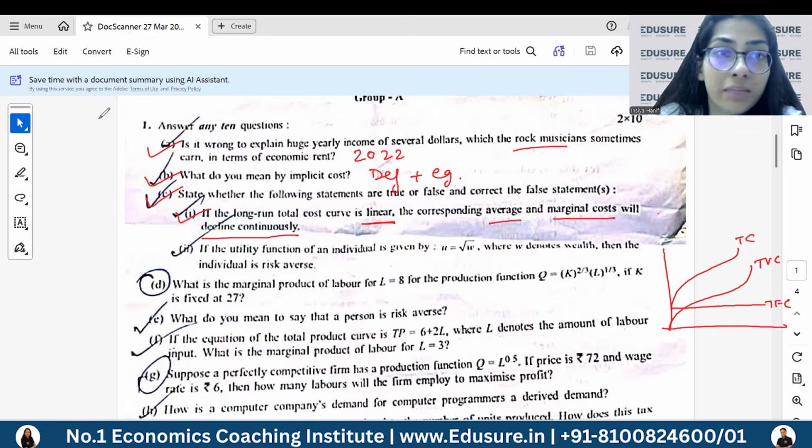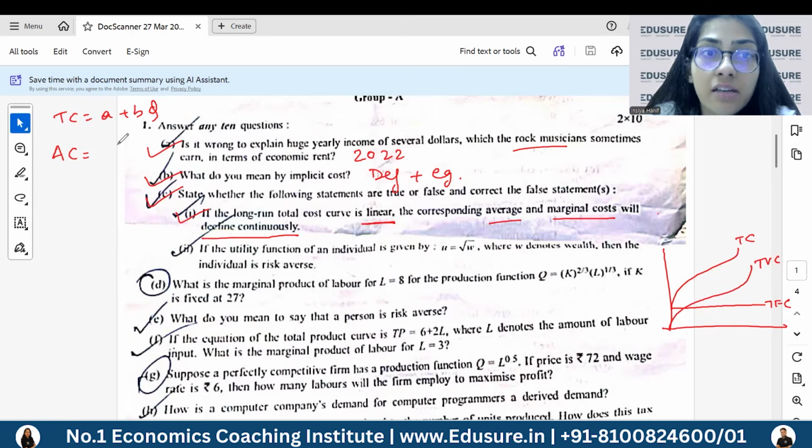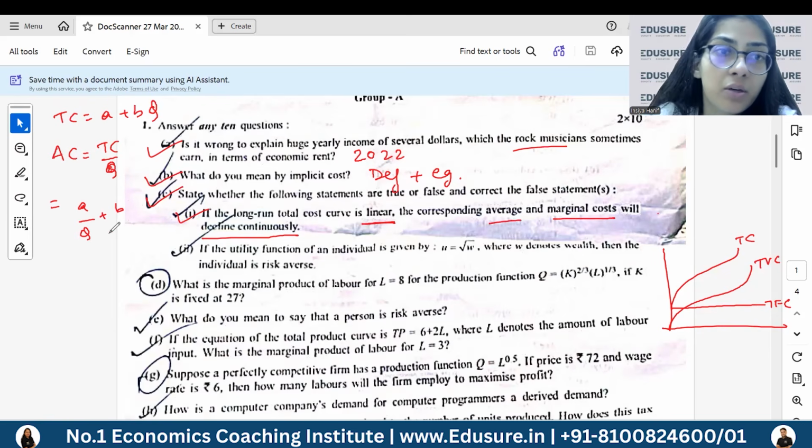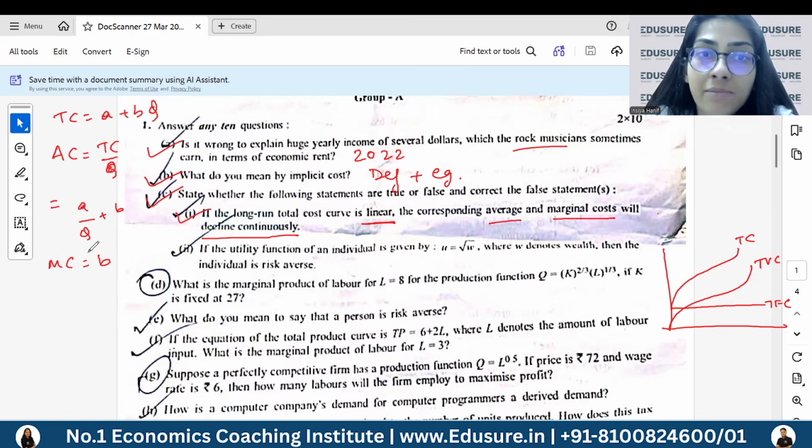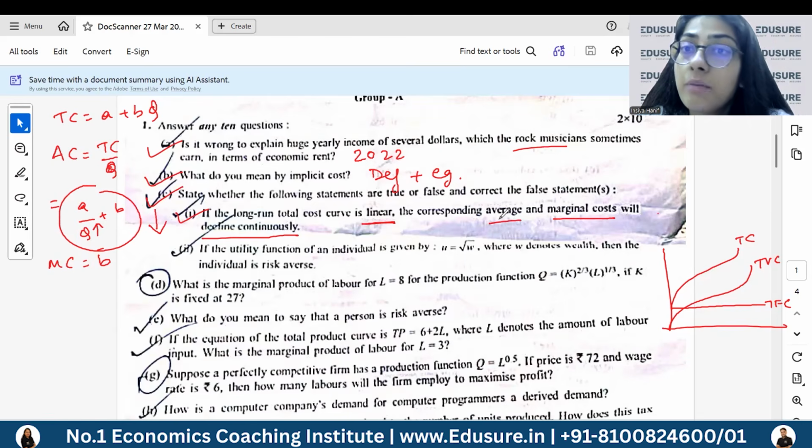Here they are saying it is linear, which means TC is going to be something like A plus BQ. So what AC curve will we get? It'll be TC by Q, so it's going to be A by Q plus B, and MC is going to be just B. So the MC curve is not going to decline continuously; it will remain constant. But the AC curve, as Q increases, the average cost will fall. So the average cost will decline continuously while the marginal cost will remain constant. So this is false.